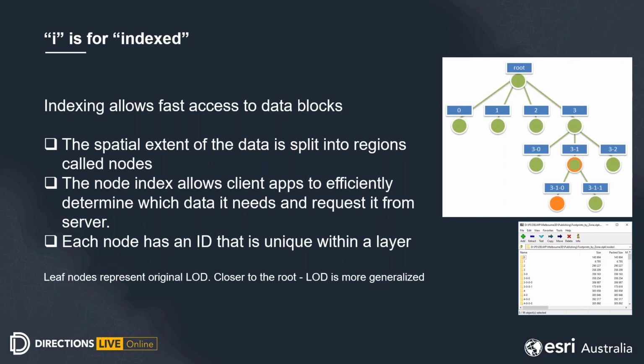In I3S, the I stands for index, so that's the entire idea of indexing. That's what makes that format very fast and efficient in streaming large amounts of data. If you take the entire extent of the dataset, it is split into regions called nodes, where each of them gets a unique ID, and the software will, at any given time, when you display the view, know which nodes need to be retrieved.